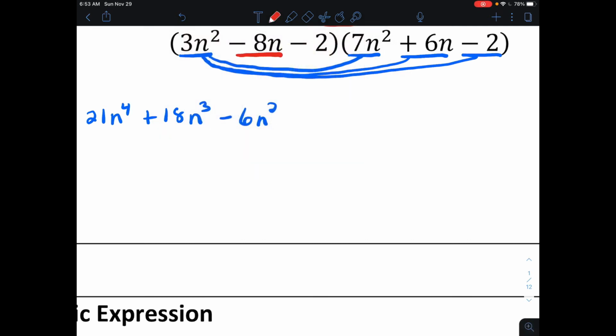Now we do it again. We got to do the same thing with the negative 8n. So negative 8n times 7n squared. Negative 8 times 7, negative 56. So we have negative 56. N times n squared makes n to the 3rd. Negative 8n times 6n. Positive times a negative makes a negative. 8 times 6 is 48. N times n makes n squared. Negative 8n times negative 2. Negative 8 times negative 2 makes positive 16n.